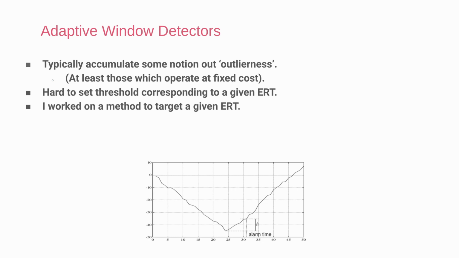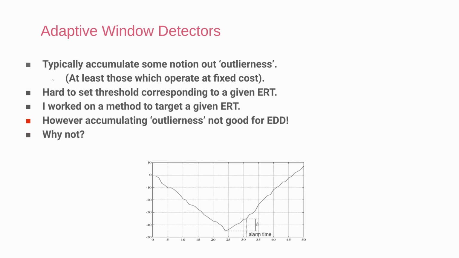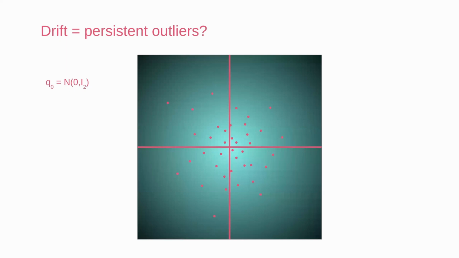This is something I've also tried working on, but it actually turns out that this idea of accumulating outlierness is not necessarily great for drift detection, for reasons we now consider, because originally it was kind of surprising to me. I thought this was quite an intuitive way to detect change, because if the distributions change, the points will appear more outlying. And therefore, if we accumulate some notion of outlierness, it'll go beyond some threshold. But it actually doesn't work, for reasons we now look at.